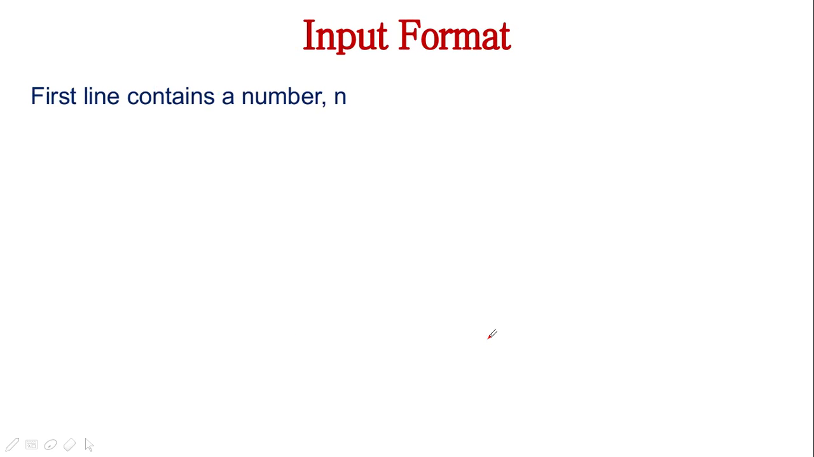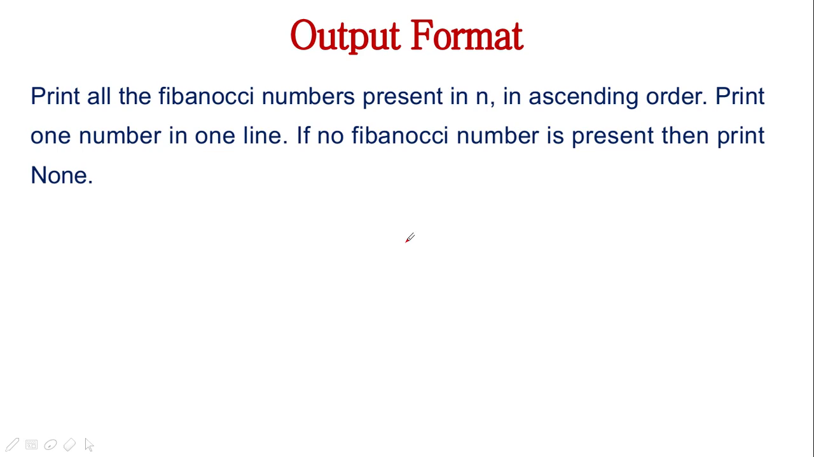So the input format given is the first line contains the number n, and for the output you are going to print all Fibonacci numbers which are present in n in ascending order. Okay, and print one number in one line, and if there is no Fibonacci number, then you are going to print none as specified in the problem. So how are we going to do this?